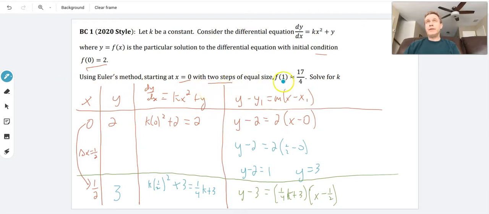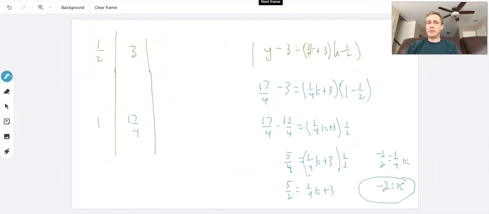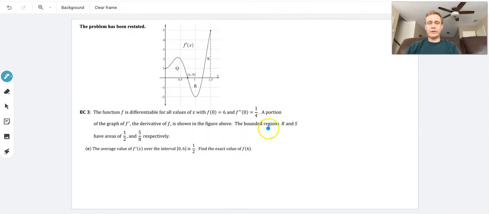Even if it's not exactly what you're used to finding, just go with the process. It'll always work out. Just follow that process through, and hopefully you'll be able to come up with the answer to the particular problem. All right.